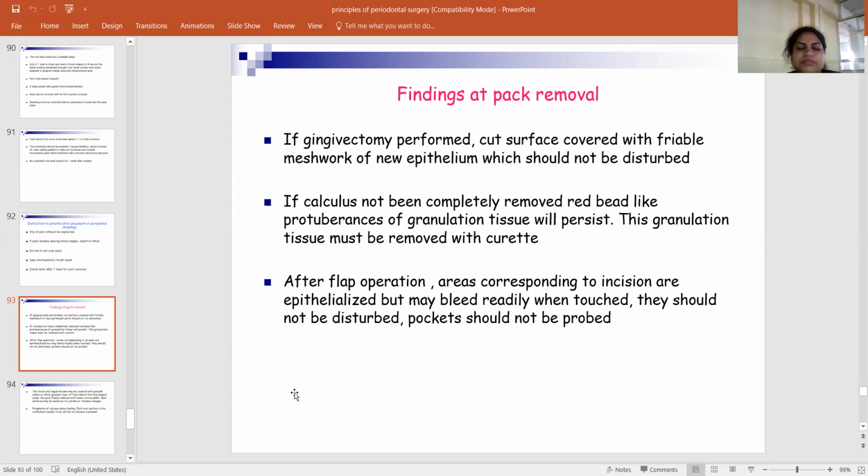So you can see this type of finding after pack removal, a new epithelium. If gingivectomy is done, or if calculus has not been removed, then you can see red bead-like protuberances of granulation tissue, and areas which are ready to bleed when touched, but they should not be disturbed. This is a very important point: the pocket should not be probed.